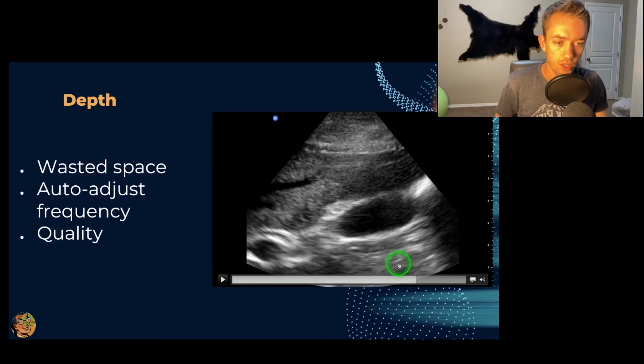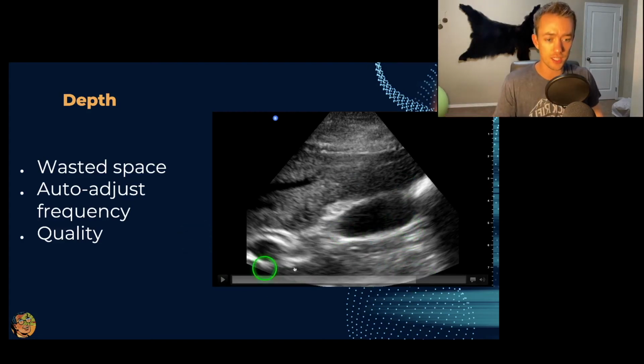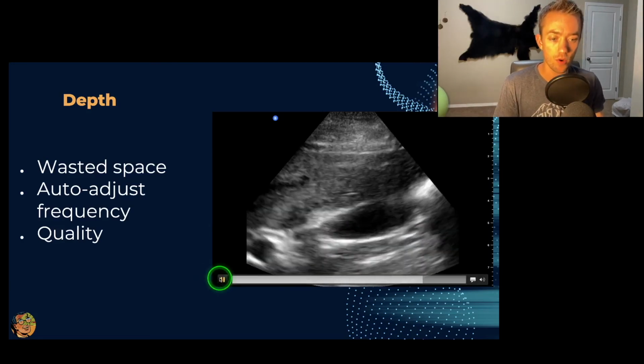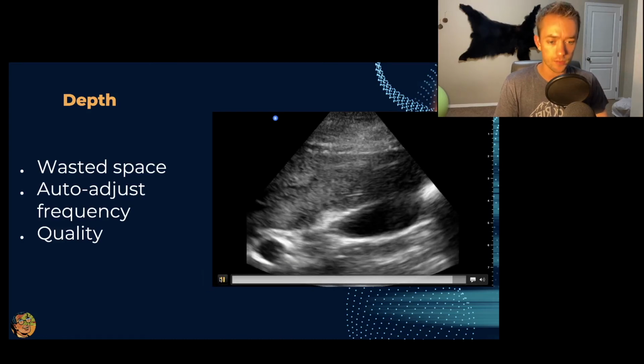And look at that image quality. That is way better. I can see what I'm actually looking at; it takes up the whole screen. I can assess it better. And again, the image quality improves greatly.